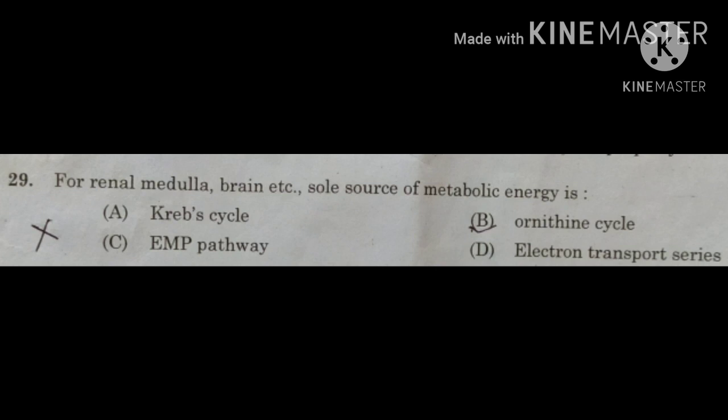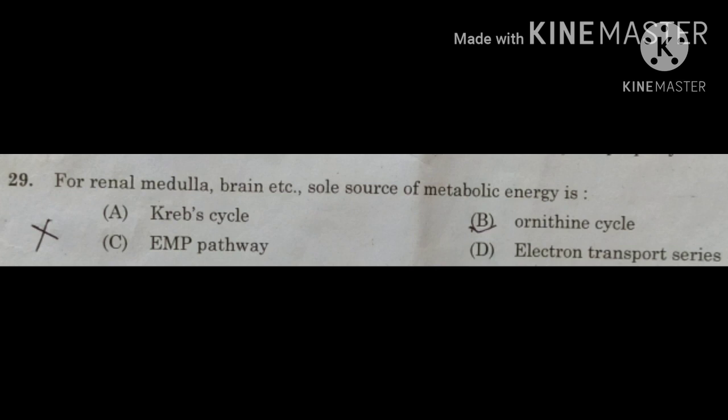Let us look at the other options also. The first option, Krebs cycle. What do you mean by Krebs cycle? Whatever pyruvic acid is formed in glycolysis enters the Krebs cycle. In Krebs cycle, each molecule of pyruvic acid gets converted into carbon dioxide plus water plus energy. And Krebs cycle occurs in the mitochondrial matrix, whereas glycolysis or EMP pathway occurs in cytoplasm or cytosol. What do you mean by ornithine cycle? Urea cycle is also known as ornithine cycle. In ornithine cycle, the toxic ammonia gets converted into less toxic urea.